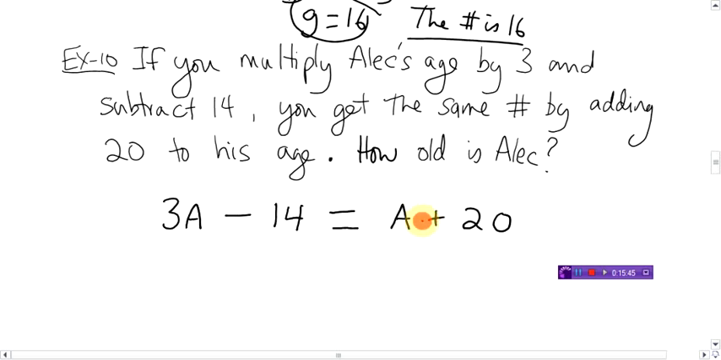Here we have a variable on this side, a variable on that side. We want to get rid of one of the variables. Remember, I always say pick on the small one. There's 3 A's, there's 1 A. Get rid of the A completely. We're left here with 2A minus 14 equals 20.